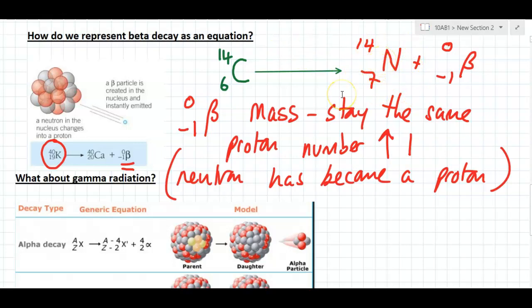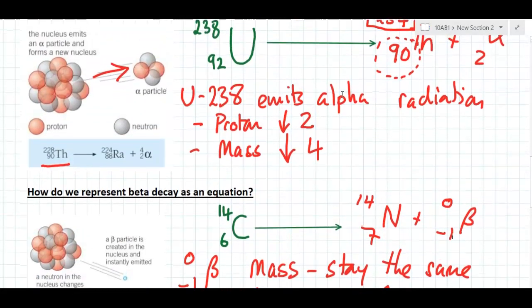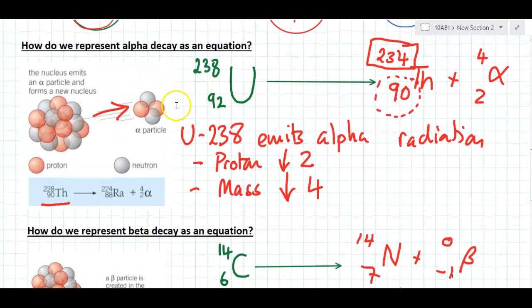So we've seen our two particles now, alpha and beta. We've got rules for their decay. During alpha decay, the nucleus gets smaller by 2 protons and 2 neutrons. So the mass number goes down by 4 and the proton number goes down by 2.